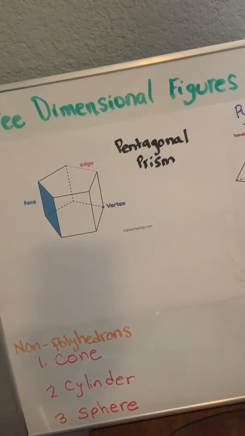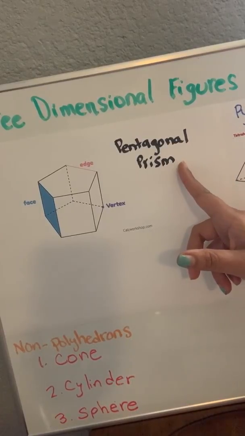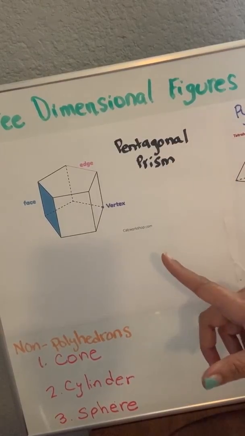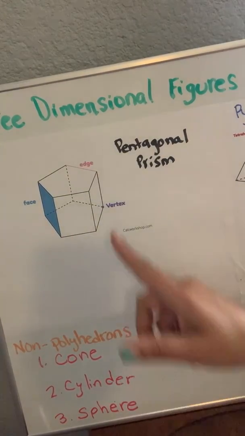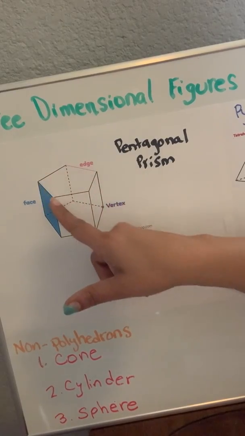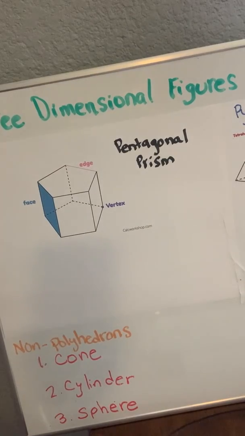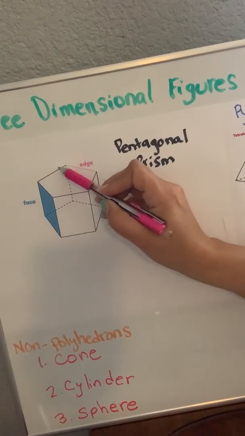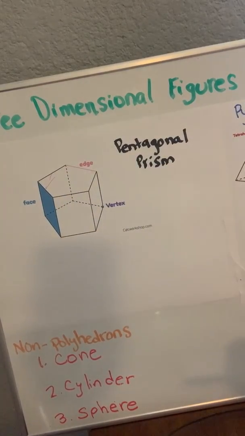A prism, also, we have the word prism right here, is a polyhedron that has 2 congruent polygons as the bases. So I want you to look at this again. In this polyhedron, the base is a pentagon. You see that? 1, 2, 3, 4, 5. It is a pentagon, okay? The 2 bases. And that is called a prism.